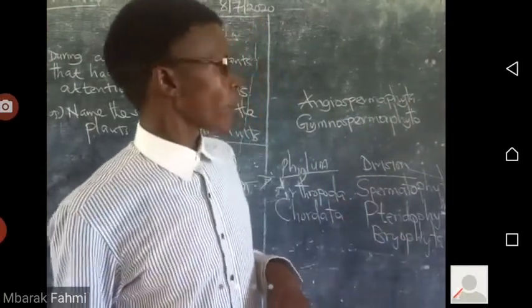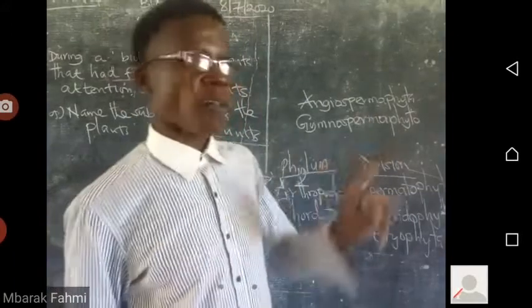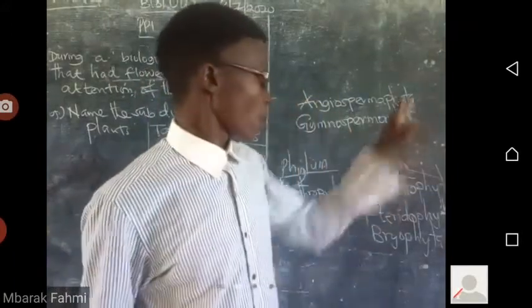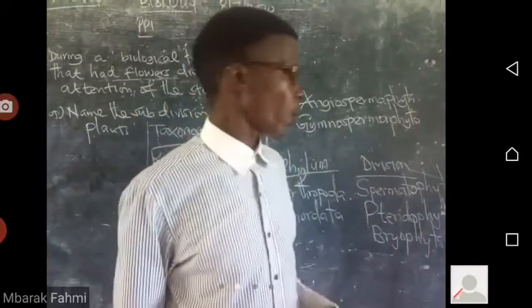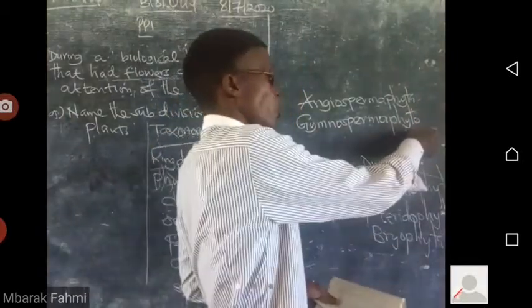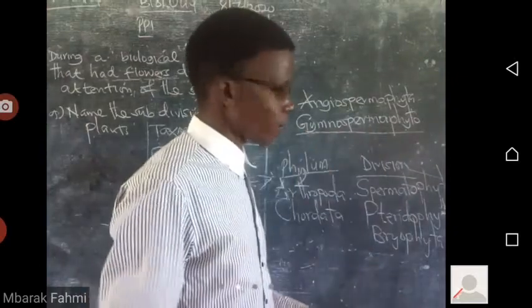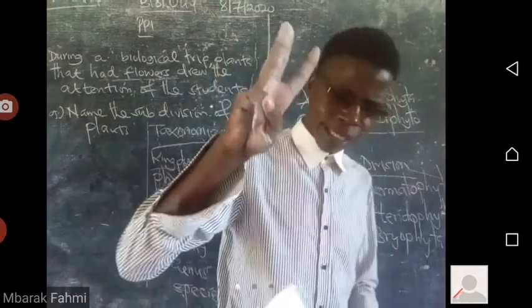Based on classes, I've said the Angiospermophyta have two classes: the monocotyledons and the dicotyledons. When we come to the Gymnospermophyta, how many classes do we have? Three classes.